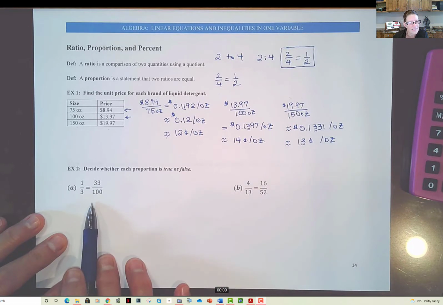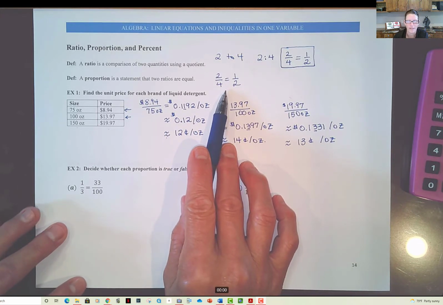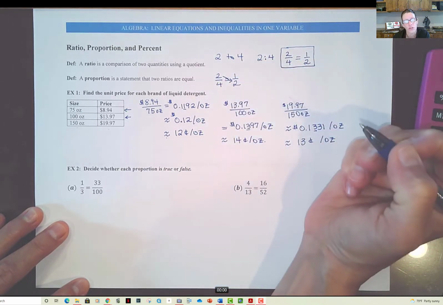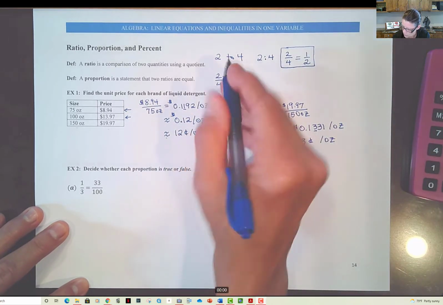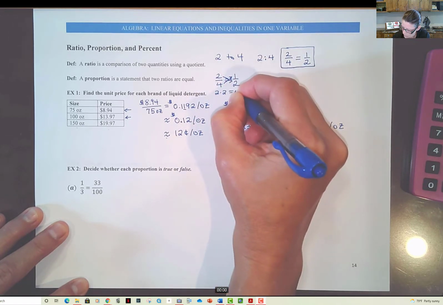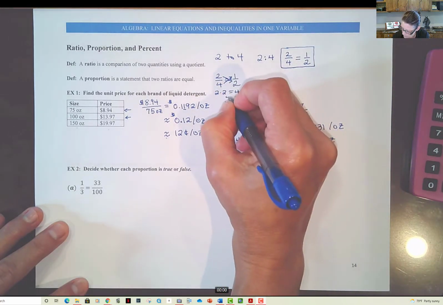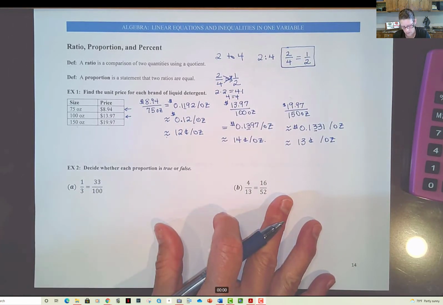Now in example 2, we're going to decide whether each proportion is true. Now above we looked at the proportion 2 is to 4 as 1 is to 2, or 2/4 equals 1/2. One way to determine if a proportion is a true statement is by looking at its cross products. For example, 2 times 2 is equal to 4 times 1. In other words, 4 is equal to 4. Okay, that is a true proportion because its cross products are equal.